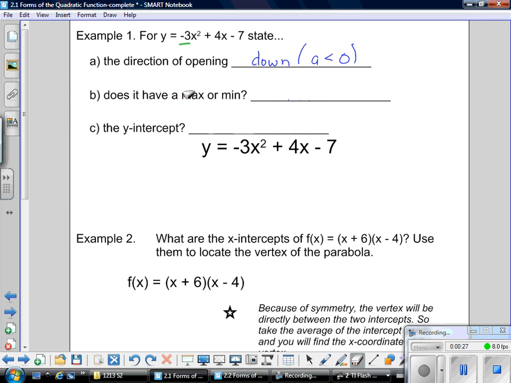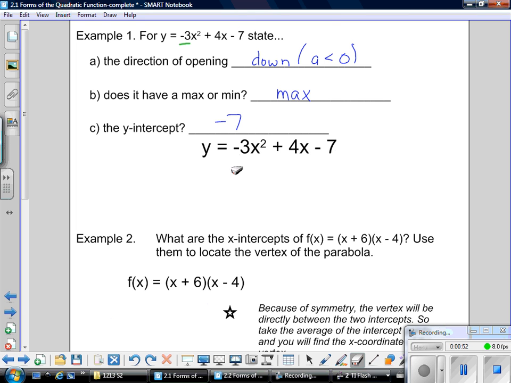Okay, does it have a maximum or minimum? Well, it opens down, so therefore it has a maximum. And if we knew the vertex, we could say what it was, but I can't tell that from this form. The next thing it asked me, what is the y-intercept? Well, remember the y-intercept is going to be the c value. So in this case, it's going to be negative 7.